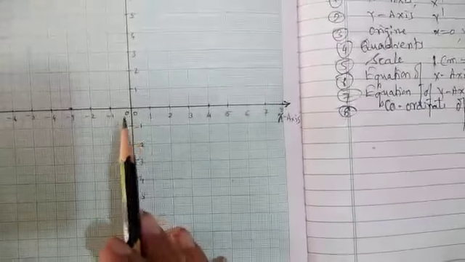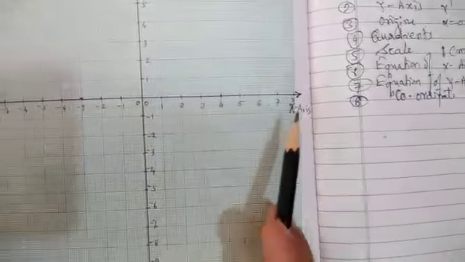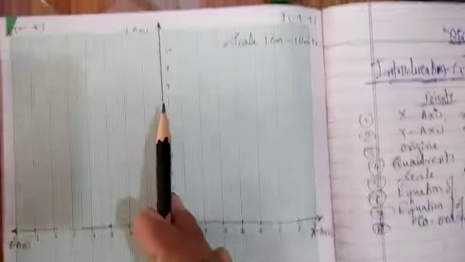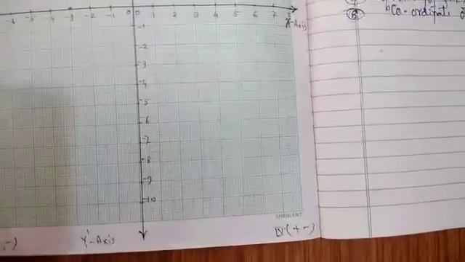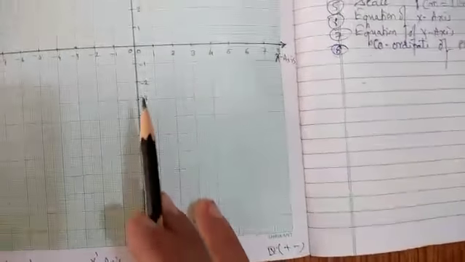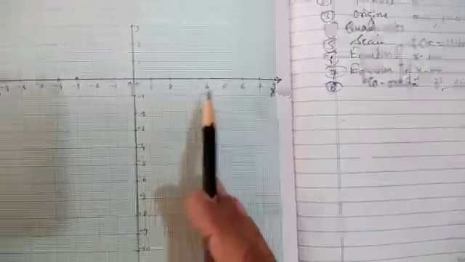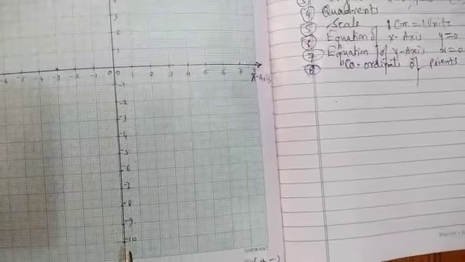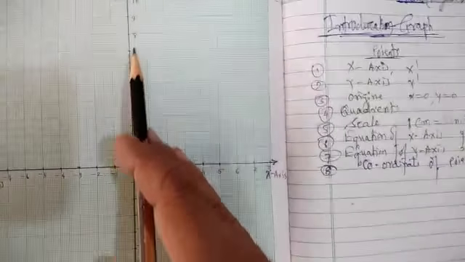This is the origin. That means it is x-axis, x dash axis, y-axis, and y dash axis. So here in the position, these are all positive numbers. These are the negative numbers. So down numbers are also negative and upper numbers are positive.